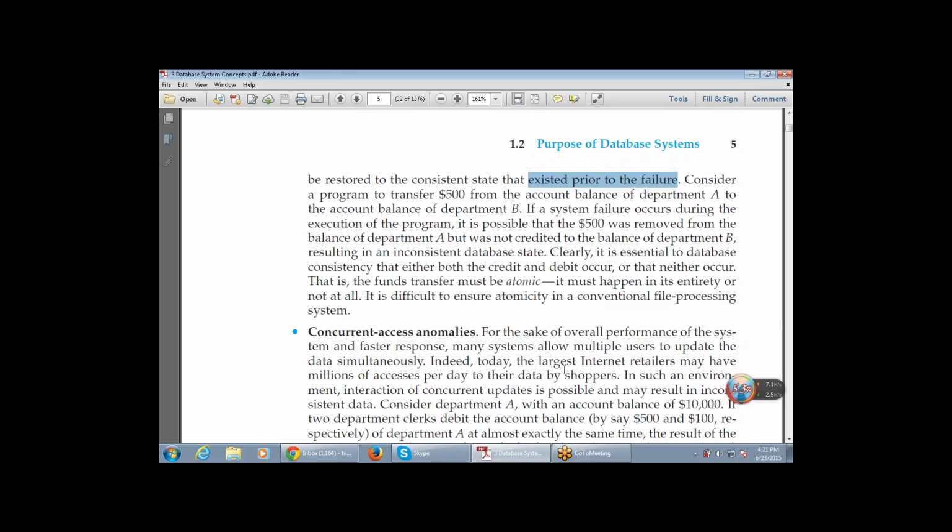So for the sake of overall performance of the system and faster response, many systems allow multiple users to update the data simultaneously. This is also one of the limitations, that is how to manage the data, the concurrent access anomalies.